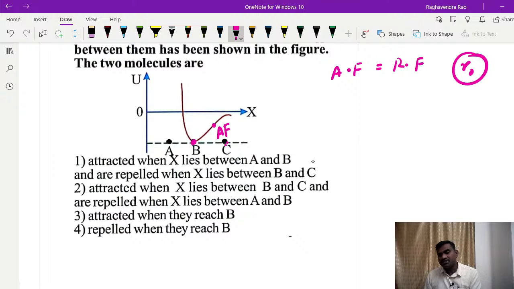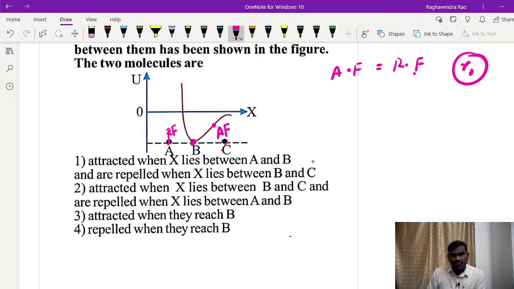Both the forces are present at all times. But in this case, from B to C, attractive force will dominate. At point B, attractive force is equal to repulsive force. So below this point, that means A to B, what happens? Repulsive force will exist. So this is repulsive force, forces are balancing, and this is attractive force.